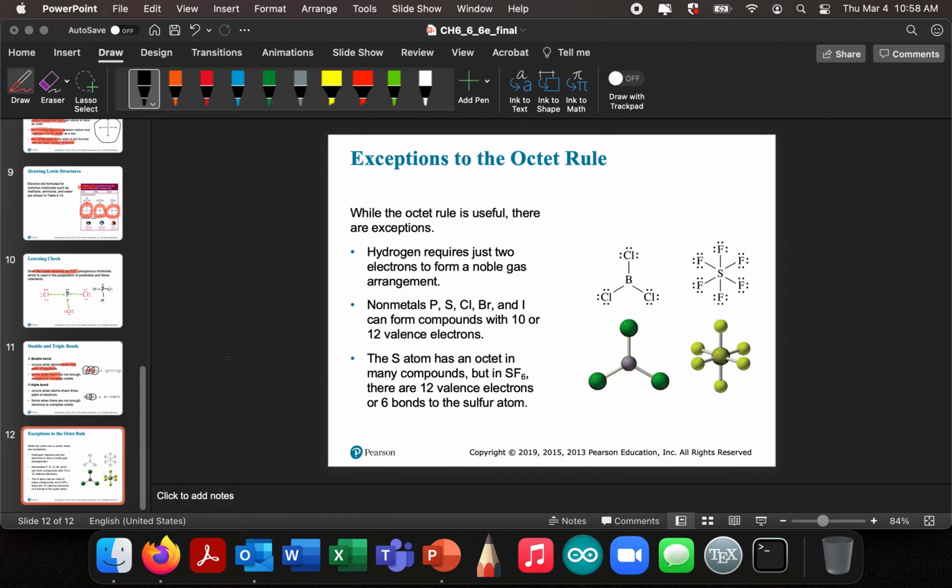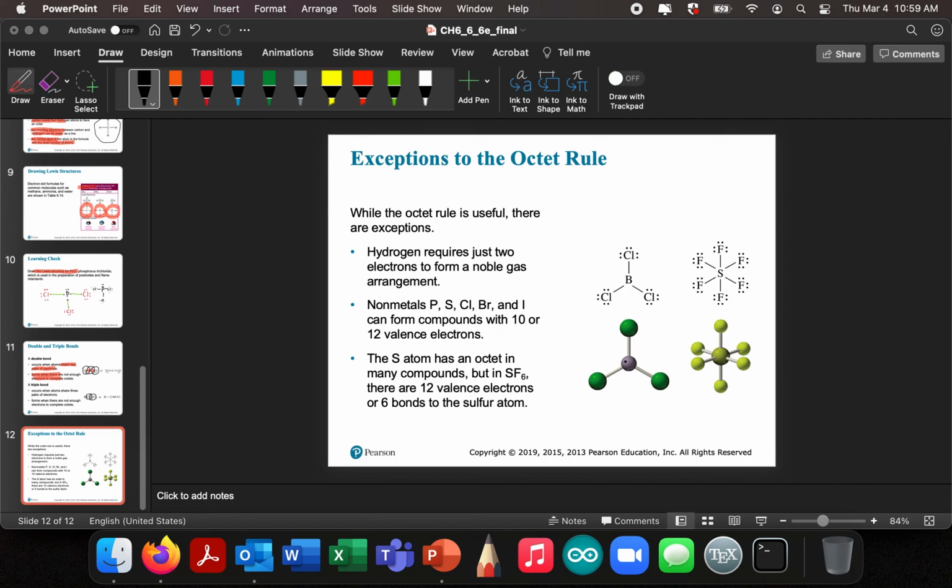All right. So we'll wrap this conversation with a couple exceptions to the octet rule. First of all, boron, which I told you before. Where's boron here? Doesn't say it, does it? Doesn't say it, but boron does not ever get 8. It has only 6 in its outer shell because it's so small. So it's just a weird exception. If I were you, I would just memorize it.